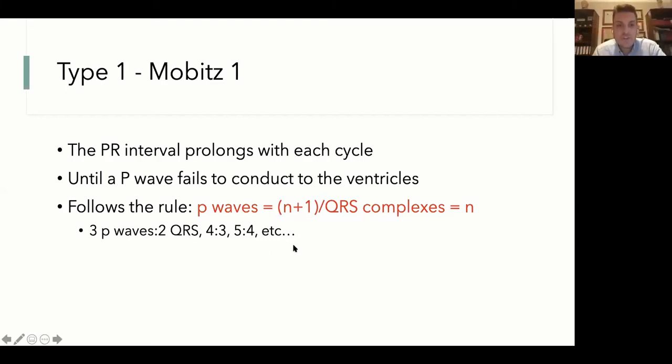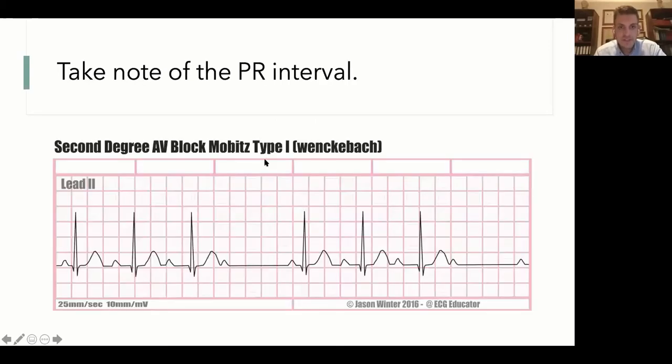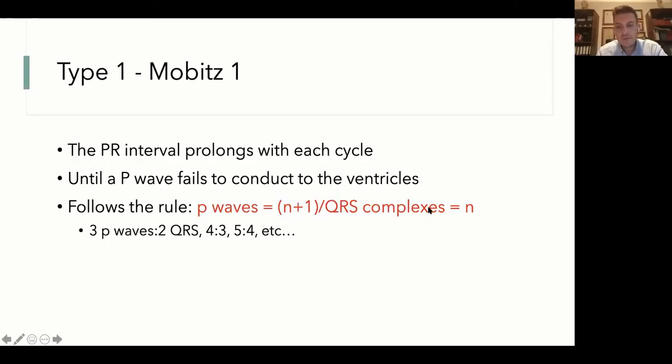And I need you to pay close attention to this rule, that the amount of P waves will be n plus 1 divided by the number of QRS complexes, which will be n. And this is important because I know for a fact that in the pathophysiology exam and the exam of internal propedeutics, you will have to reproduce this formula, okay? So what does it mean? We said that the general rule is n plus 1 to n, okay?